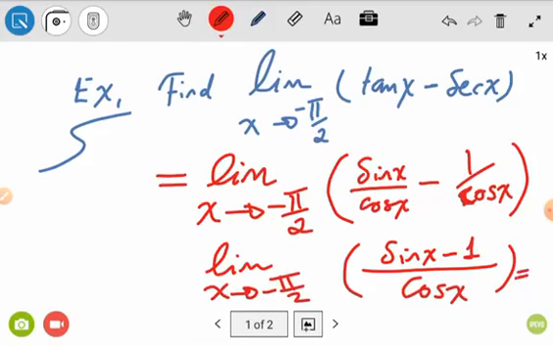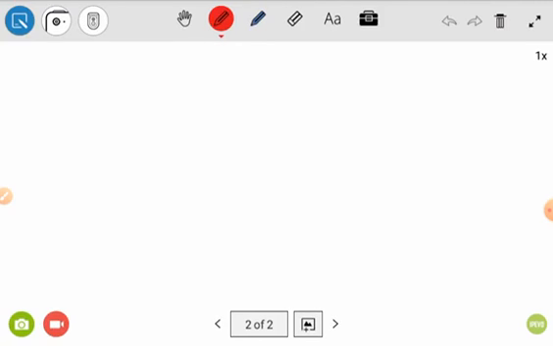When you substitute here, the answer will be sine of negative pi over 2, which is 1, minus 1, which is 0, over cosine of negative pi over 2, which is 0. Indeterminate form. In the next slide, I'm going to apply my L'Hopital's rule.